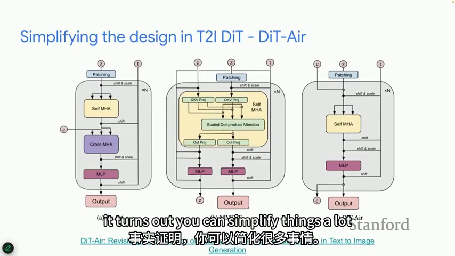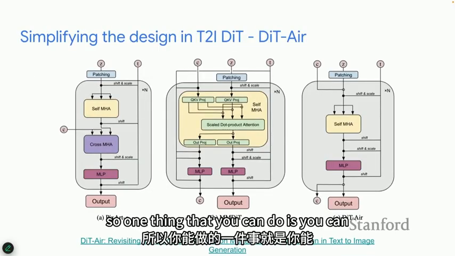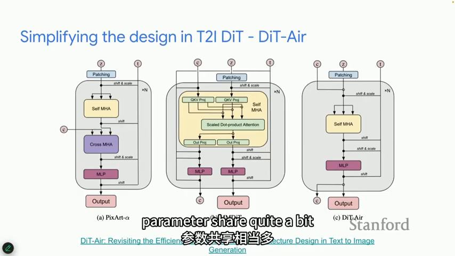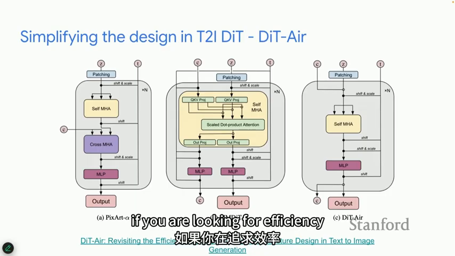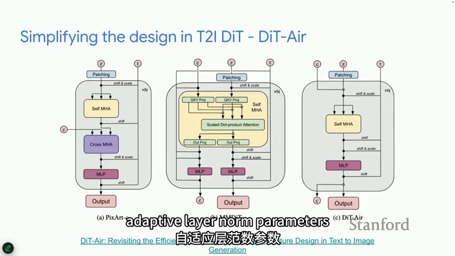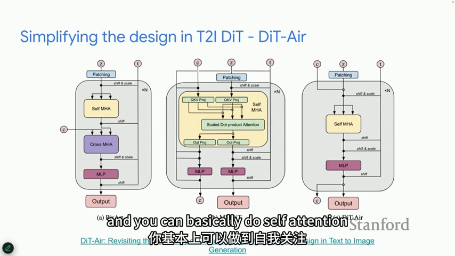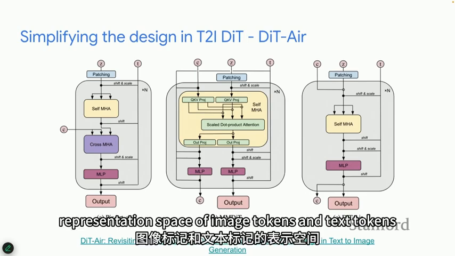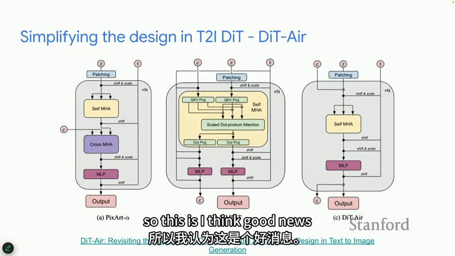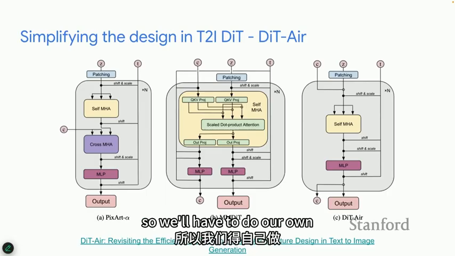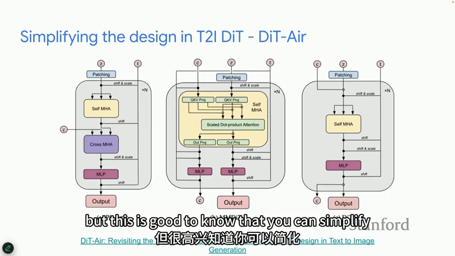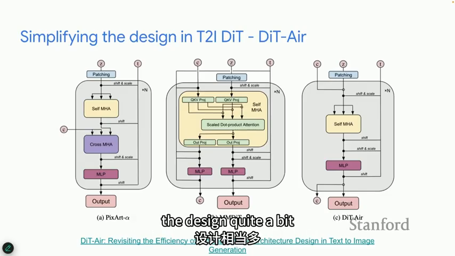It turns out you can simplify things a lot. One thing you can do is parameter share quite a bit. You can parameter share QKVO if you are looking for efficiency. You can definitely parameter share the adaptive layer norm parameters. And you can basically do self-attention on a concatenated representation space of image tokens and text tokens. This is, I think, good news, but not so much because Apple didn't open source this work, so we'll have to do our own. But it is good to know that you can simplify the design quite a bit.